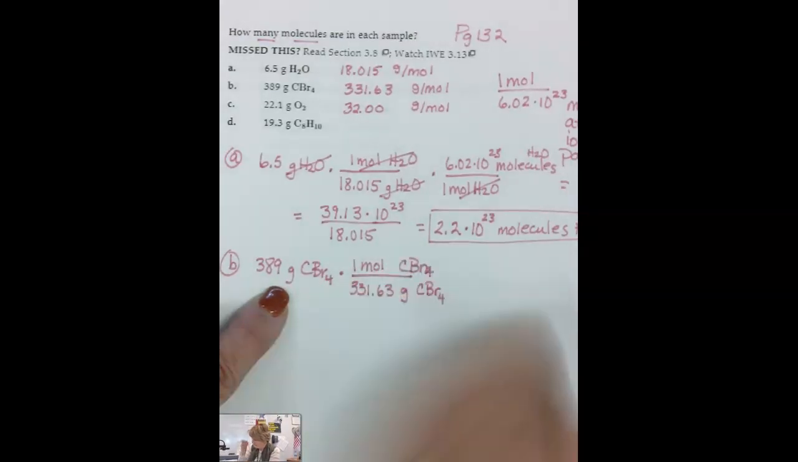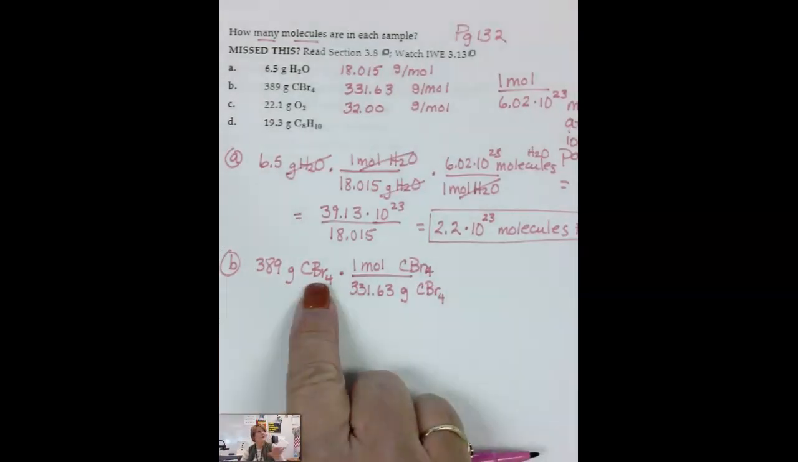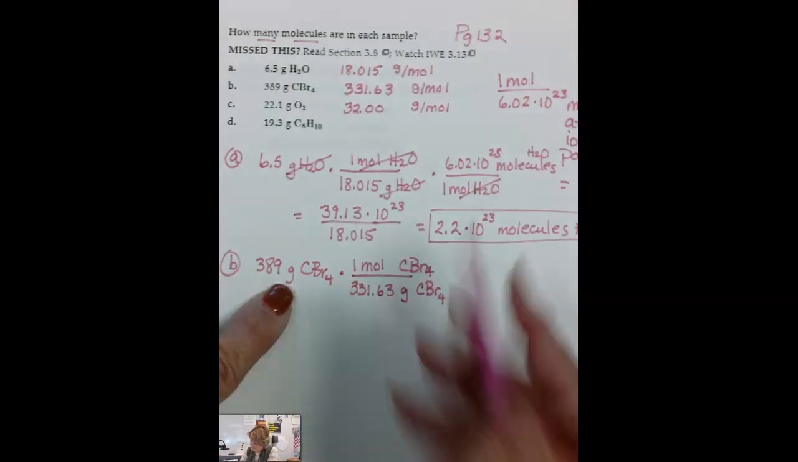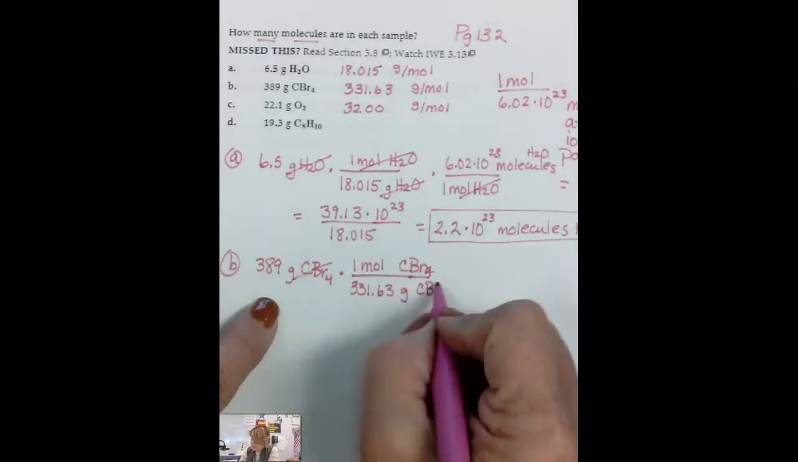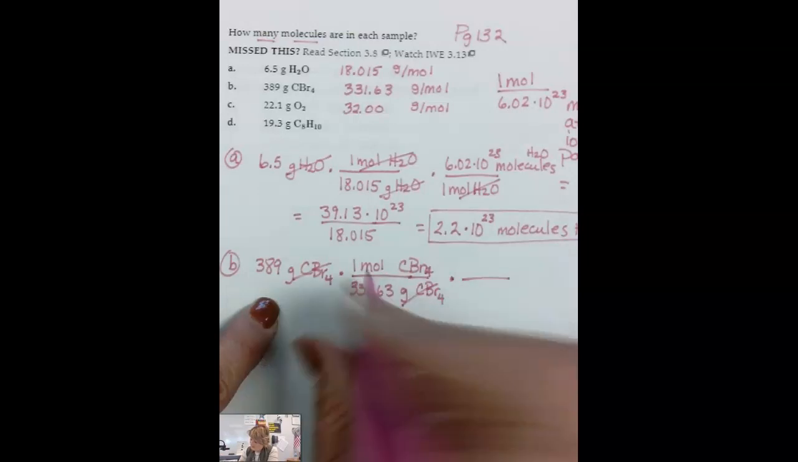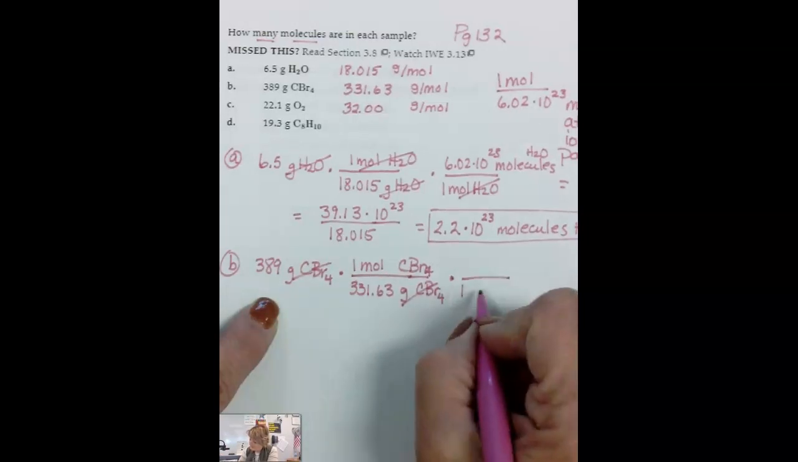Now, for those of you who are wondering how did she know it was carbon tetrabromide? Carbon and bromine, they're both non-metals, so I'm going to use prefixes. Be sure we cancel out. And now I've got it to moles. And again, I'm going to molecules.